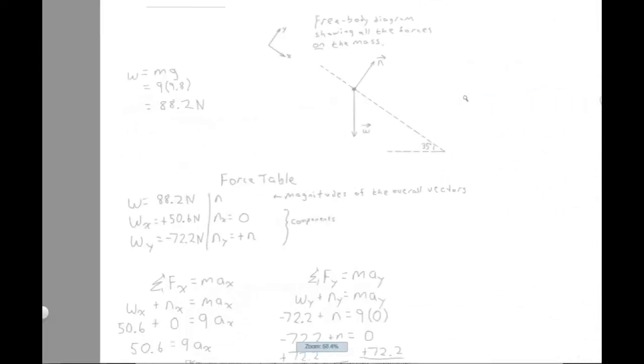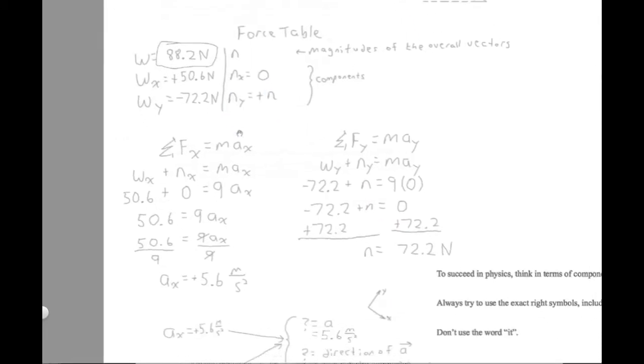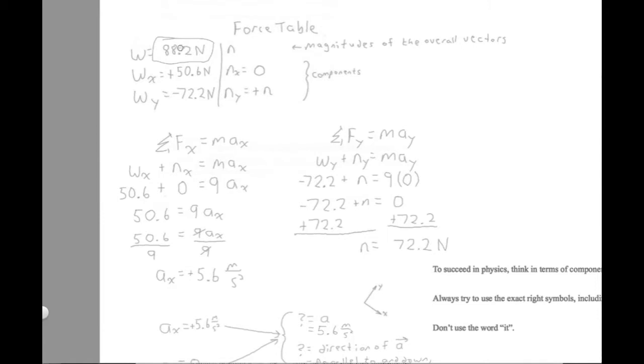We've just been talking about how crucial it was to get the correct components for the weight. So notice that in this problem, the overall magnitude of the weight was 88.2 newtons. Where did we plug the 88.2 newtons? Where did we plug that weight into the Newton's second law equations? Answer, we didn't. We never plugged 88.2 newtons into the Newton's second law equations. We only plugged the components in. Here we plugged in the x component, and here we plugged in the y component.